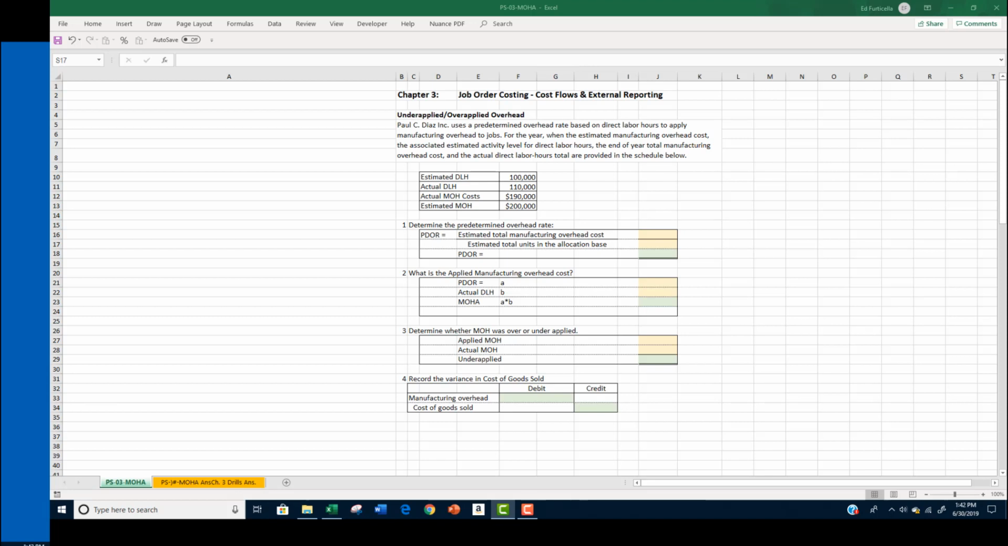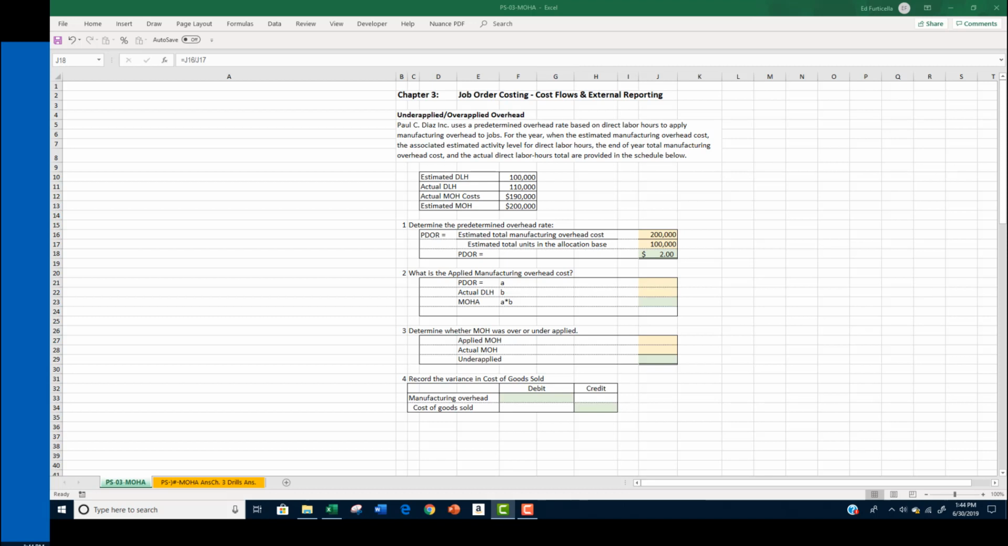To solve this problem, first we must determine the predetermined overhead rate. The predetermined overhead rate, again, is estimated at the beginning of the period, and in the numerator, it includes the estimated total manufacturing overhead costs, in this case, 200,000. The denominator is the estimated total units in the allocation base. In this case, it's 100,000 estimated direct labor hours. Dividing the 200,000 by the 100,000 gives us a PDOR of $2 per direct labor hour.